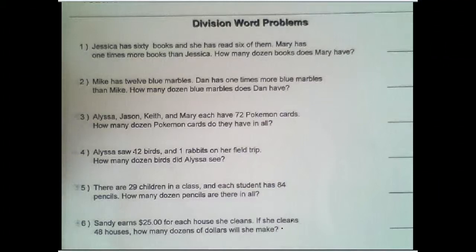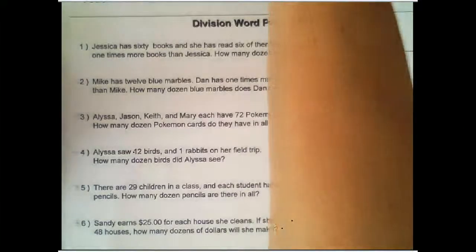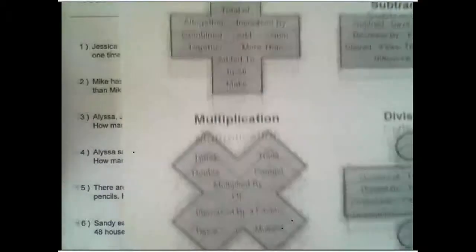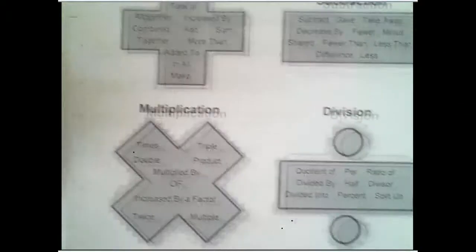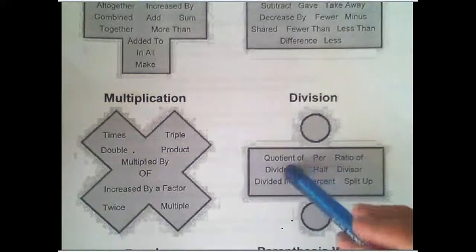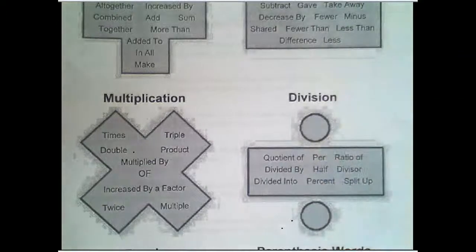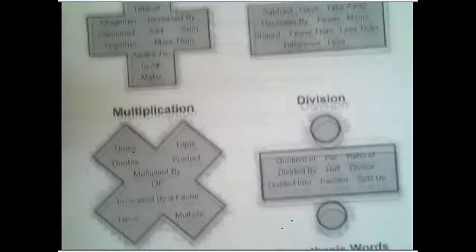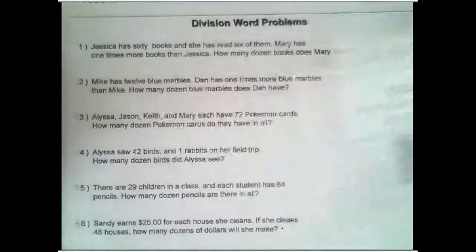So when we're looking at division, some of the words we might look at are quotient of, per, ratio of, divided by, half, divisor, divided into, percent, or split up. Those are some of the words.